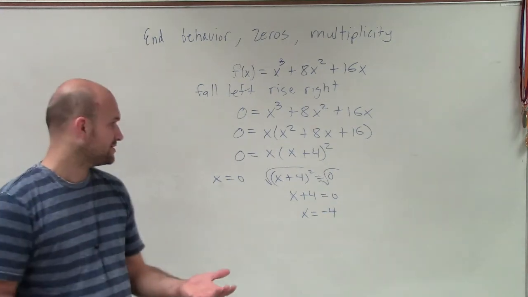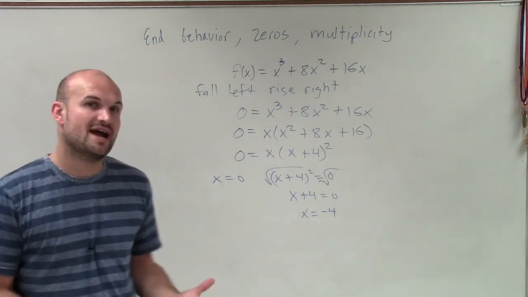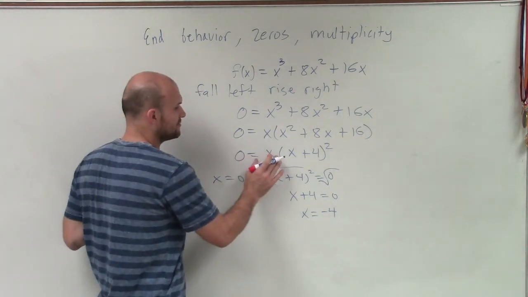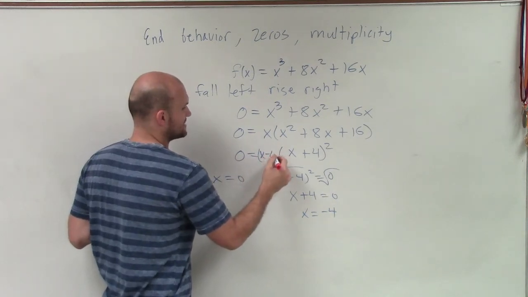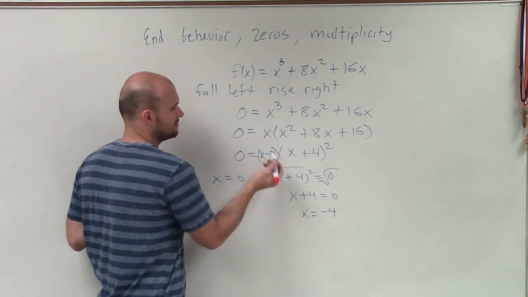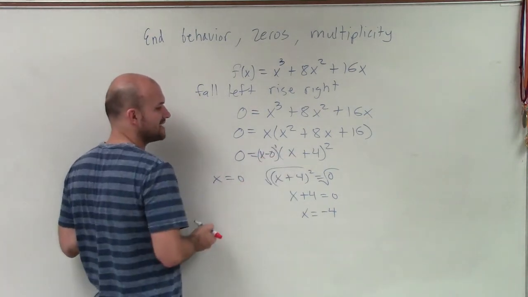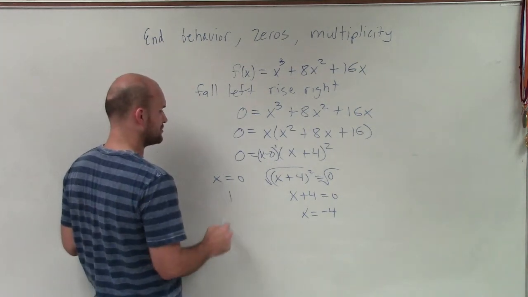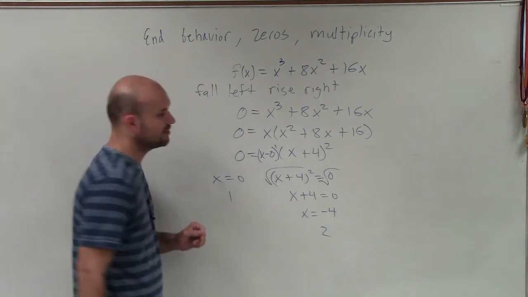Now the next thing I want to do is go back and look at the factors and look at the degree of those factors to determine what the multiplicity is going to be. Well, I could rewrite this as x minus 0 if I wanted to, or x plus 0. It doesn't really matter. But I noticed that the exponent is going to be 1. So therefore, the multiplicity of this is going to be 1. But here I have an exponent of 2, so the multiplicity of this zero is going to be 2.